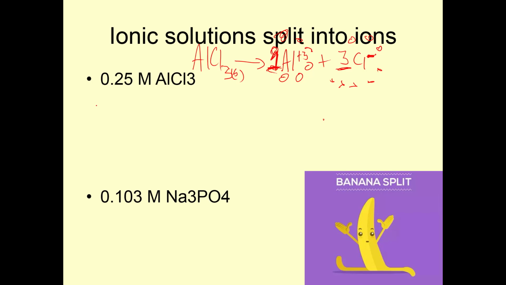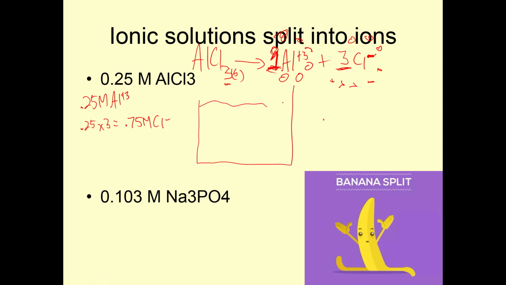So what that'll mean is I will have 0.25 molar Al plus 3, and I'll have 0.25 times 3, which would be 0.75 molar Cl negative, because my coefficient is 3, or there's 3 of them in there. If I were to draw a picture of this in a beaker, all I'm going to draw is the ions. For every 1 Al plus 3, I'd have to draw 3 Cl negatives.